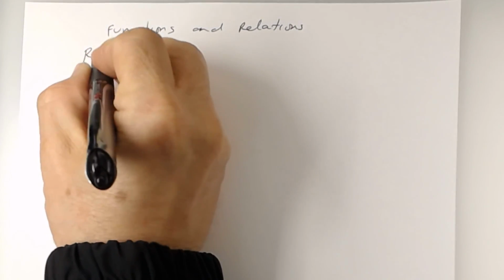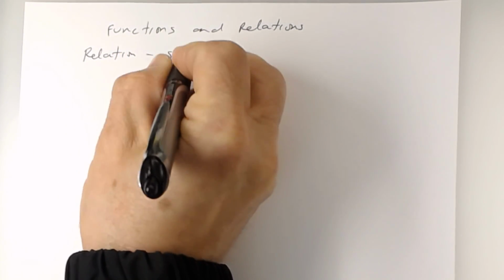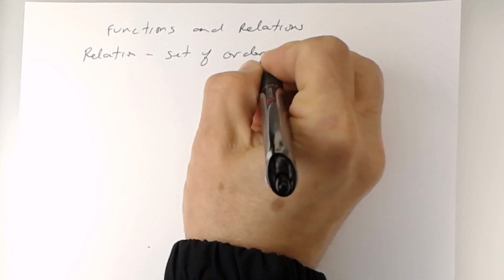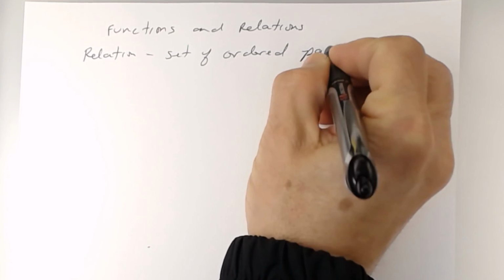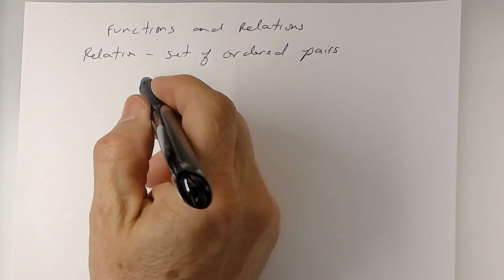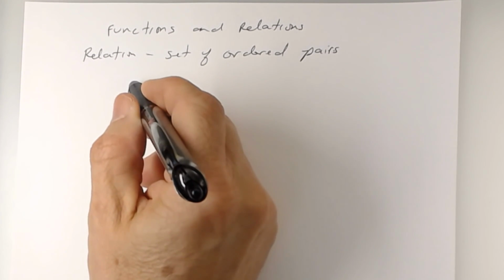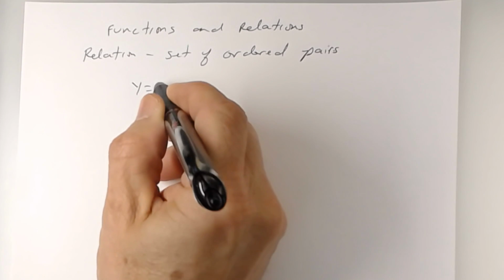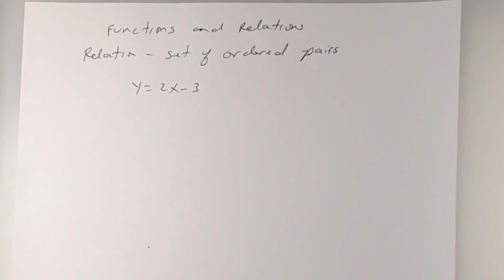A relation is a set of ordered pairs. So all those graphs that you graphed were relations. For example, when you graphed y equals 2x minus 3, that line was a relation. Remember in the first test you had to graph a line? Why was that a relation? Because when you graphed it, it was a set of ordered pairs, wasn't it?